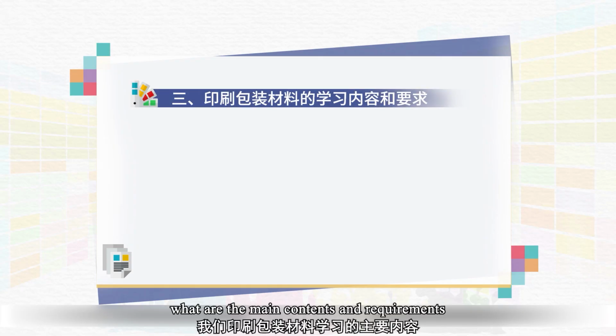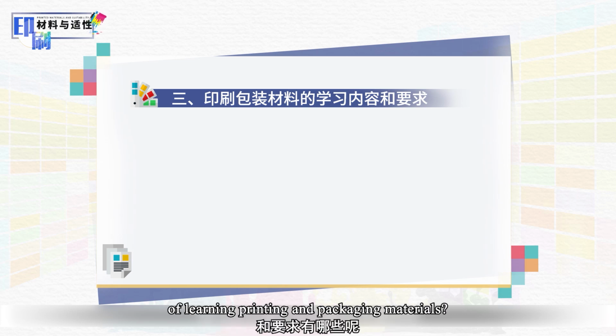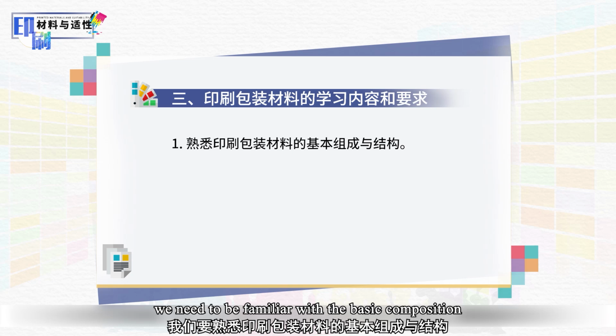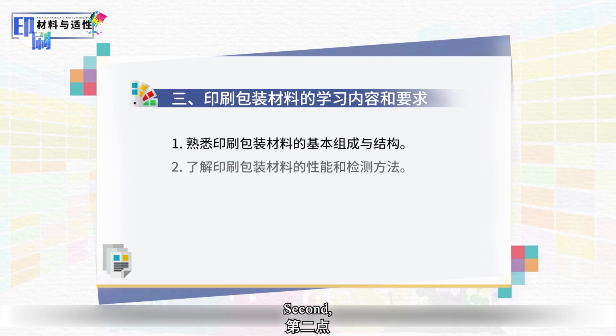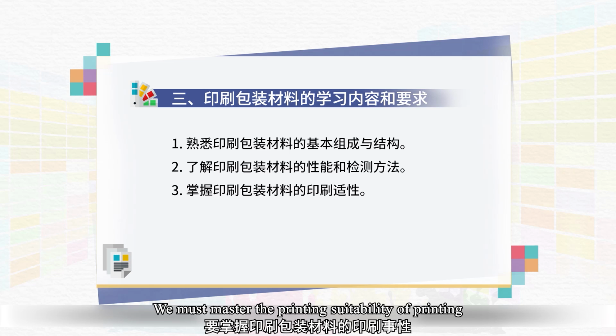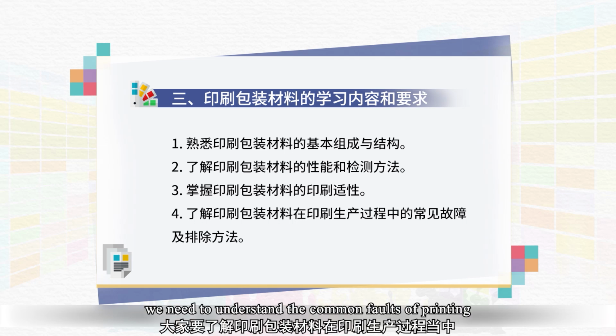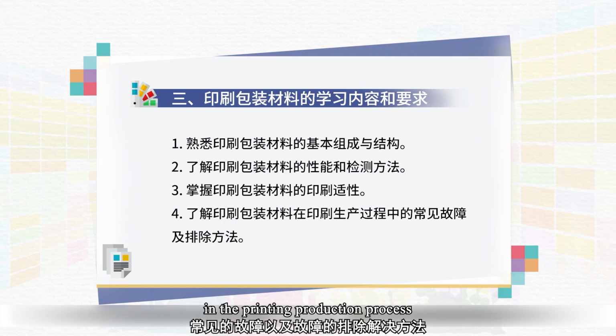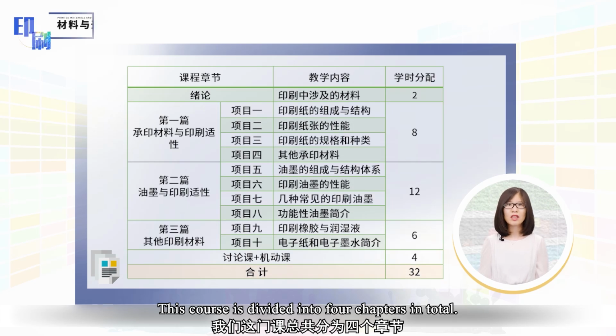Well, third, what are the main contents and requirements of learning printing and packaging materials? First, we need to be familiar with the basic composition and structure of printing and packaging materials. Second, we should understand the properties and testing methods of printing and packaging materials. Third, we must master the printing suitability of printing and packaging materials. Finally, we need to understand the common faults of printing and packaging materials in the printing production process and the methods to troubleshoot them. This course is divided into 4 chapters in total.